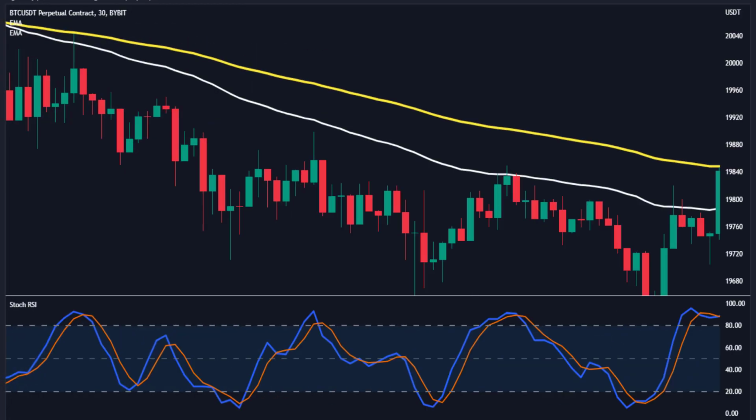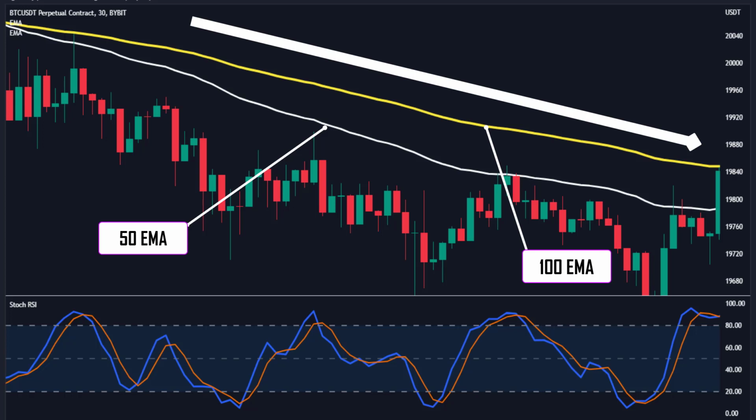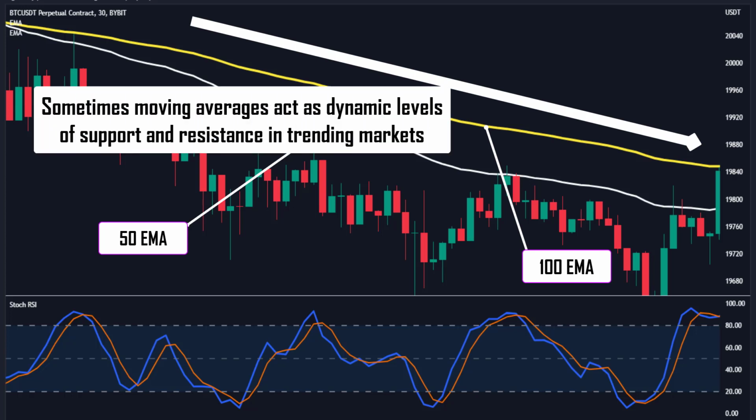And here in a downtrend, we also see that the 50 EMA is below the 100 EMA, and the EMAs are sloped downwards. Sometimes moving averages act as dynamic levels of support and resistance in trending markets, which I talked about in my support and resistance video.